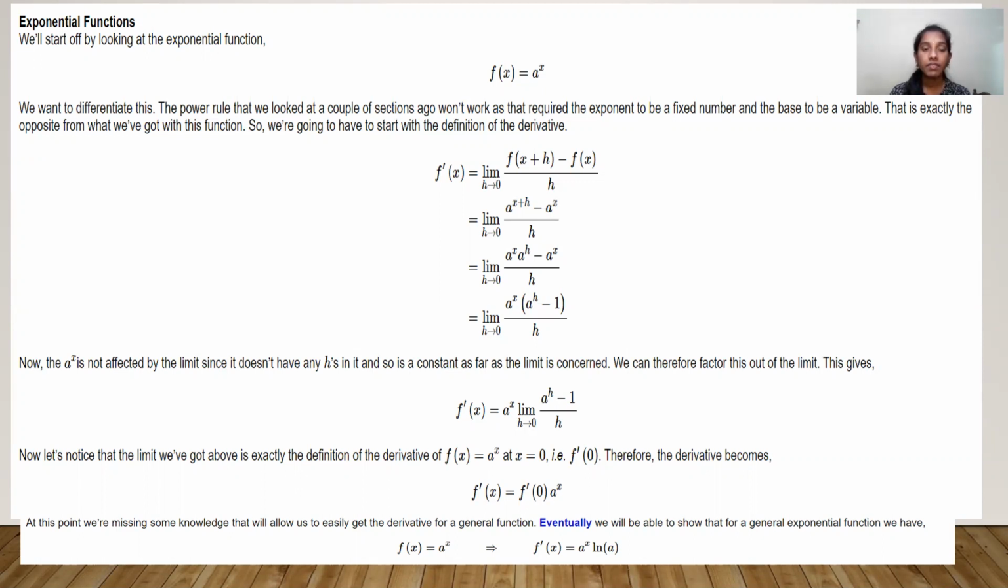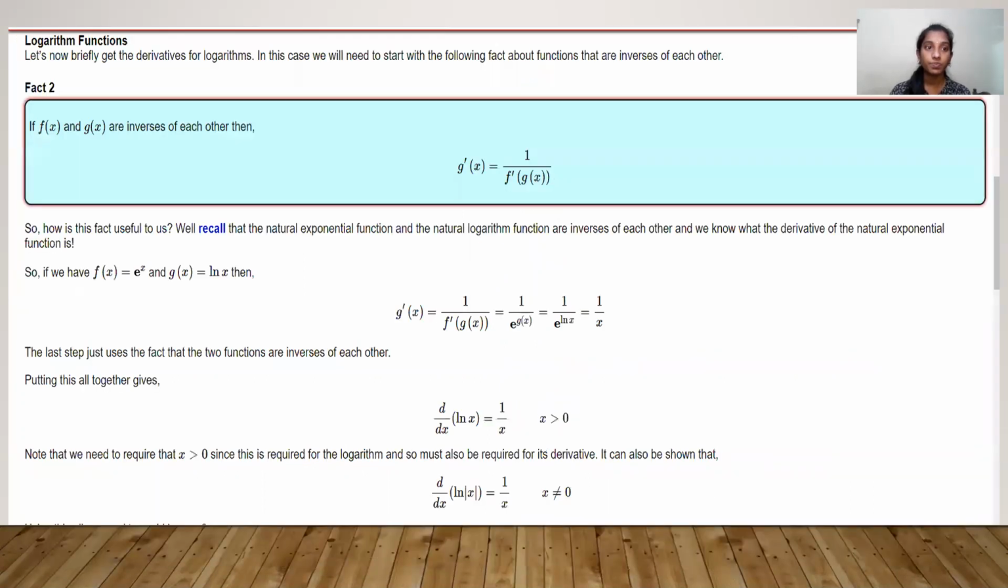Now let us see the derivative of logarithmic functions. Let's now briefly get the derivatives of logarithmic functions. In this case, we will need to start with the following fact about functions that are inverse to each other. Suppose f of x and g of x are inverses of each other, that means f inverse of x is equal to g of x. Then g dash of x is equal to 1 by f dash of g of x. This is the point we need to remember to solve the derivative of the logarithmic function.